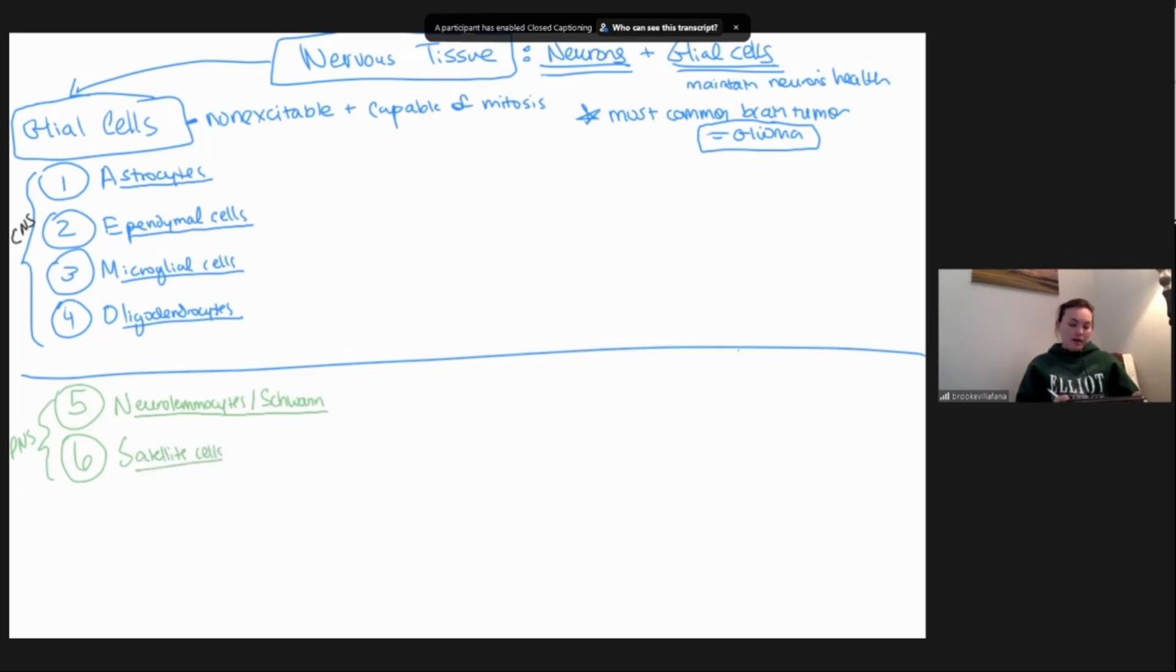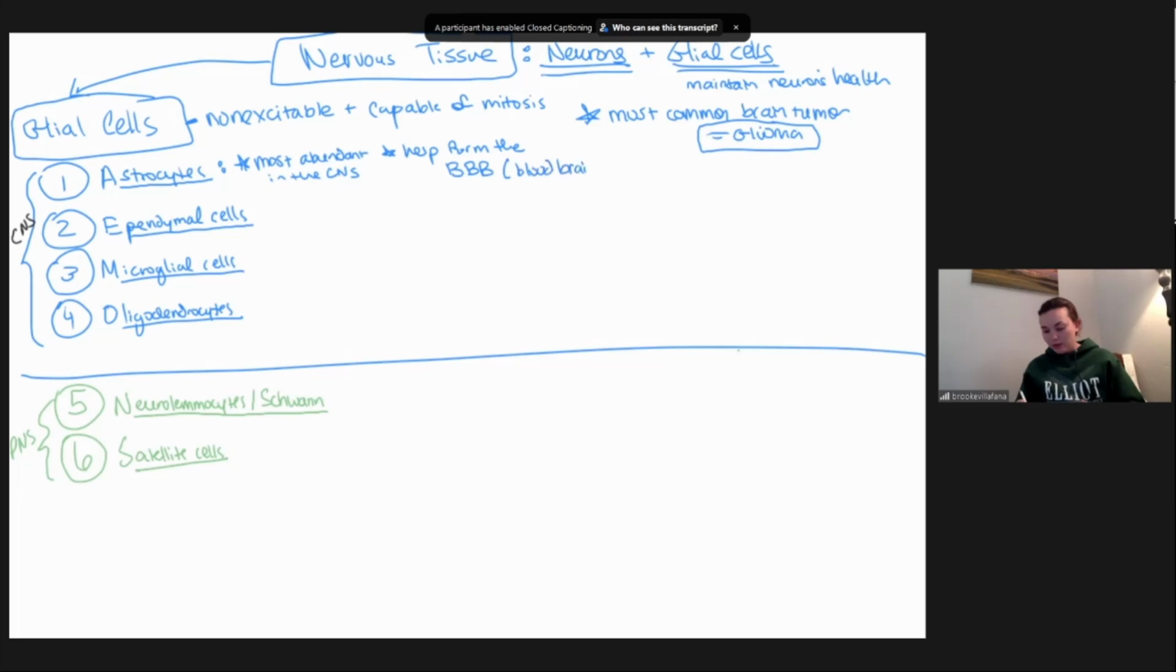All right, and so obviously they all have a function that you guys need to know. So for astrocytes, these are the most abundant in the CNS. So they are most common in the CNS. They help form the blood-brain barrier.